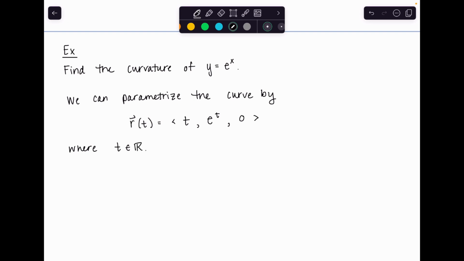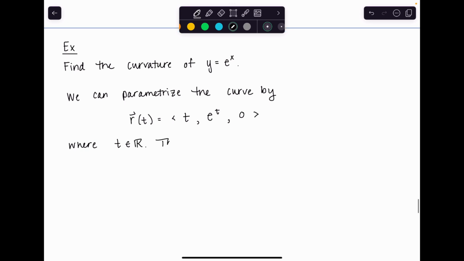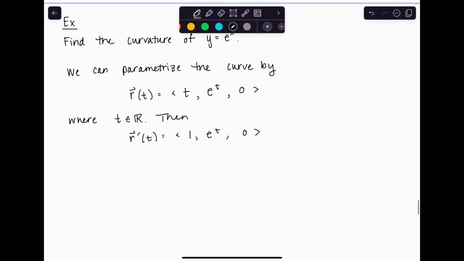Okay. So then I need to take the first derivative, r prime of t. Well, that's just 1, e to the t, 0. And I need the magnitude of this regardless of the formula I use. So the magnitude of r prime of t is first component squared plus second component squared plus third component squared under a square root. So this becomes the square root of 1 plus e to the 2t. Okay.